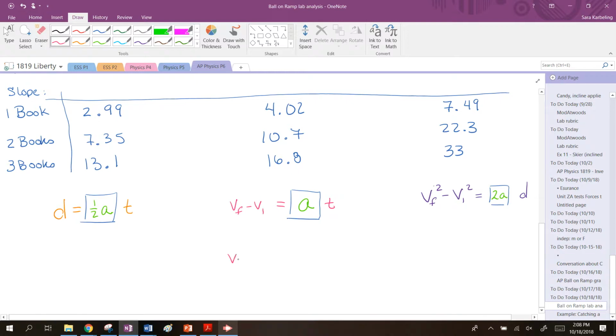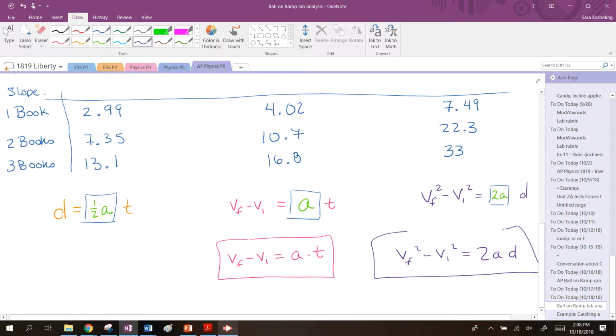I'm going to give you something in just a second here. V final minus v initial is equal to a times t. That's a big kinematic equation right there. V final squared minus v initial squared is equal to 2ad. That's a big kinematic equation.